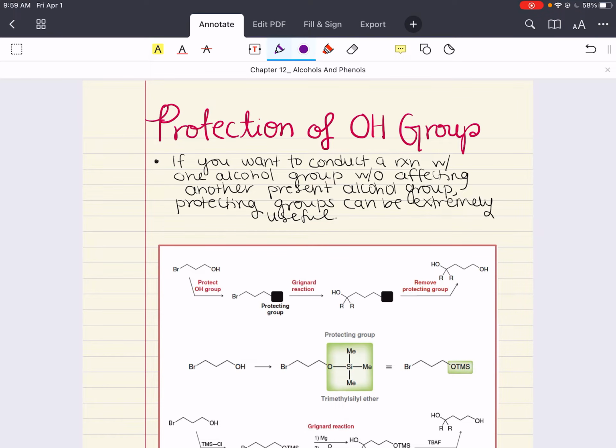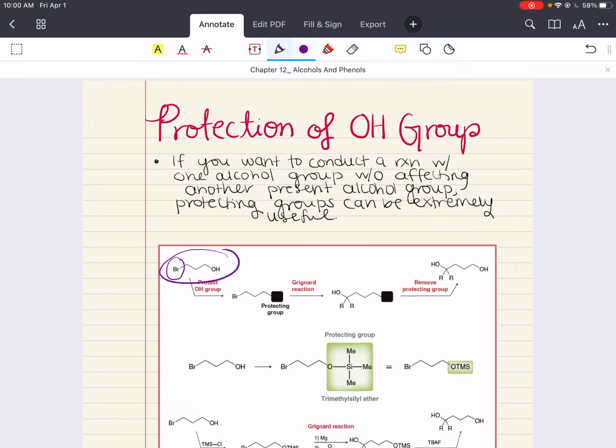Now what we want to talk about are protecting groups. If there is an alcohol present in your molecule to begin with that you don't want to operate on, but you want to operate on a different part of the same molecule, what you can do without affecting the alcohol is temporarily replace that alcohol group with a protecting group, react whatever other parts of the molecule you wanted to, and then convert back to alcohol.